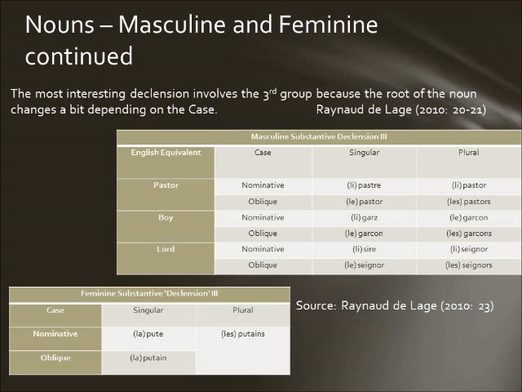And then if we look at the feminine declension, for the third declension, we have la pute for singular and la putain for the oblique. Unfortunately, it's not the best of words to be using, but it's actually one of the best examples to show this. And so pute and putain means prostitute.